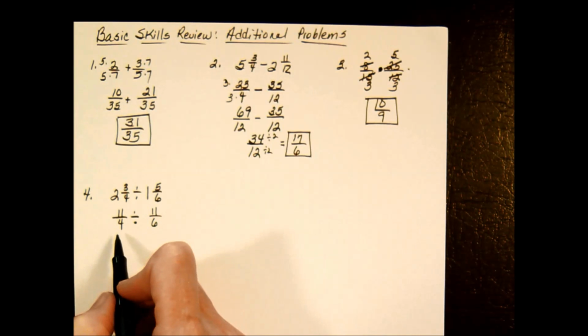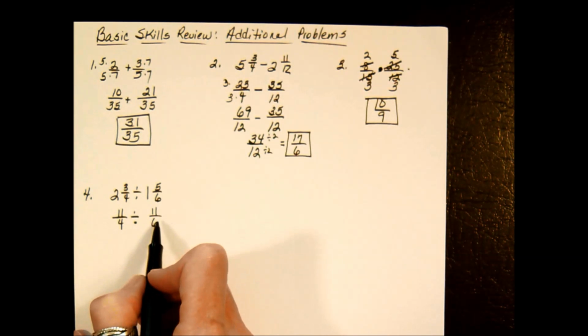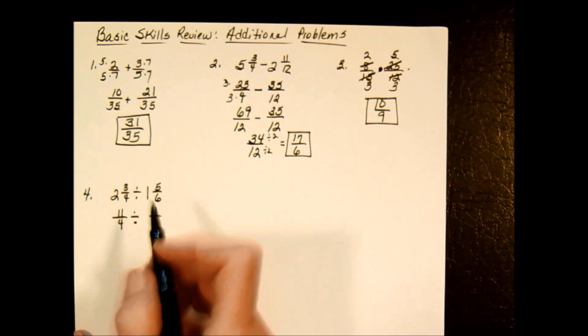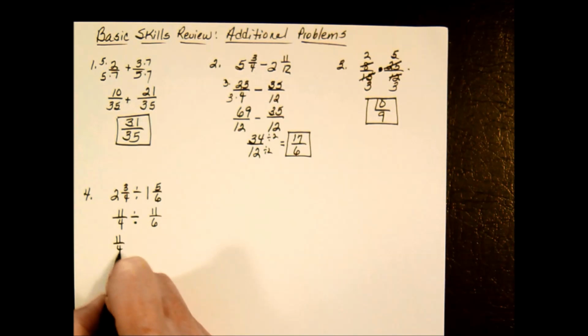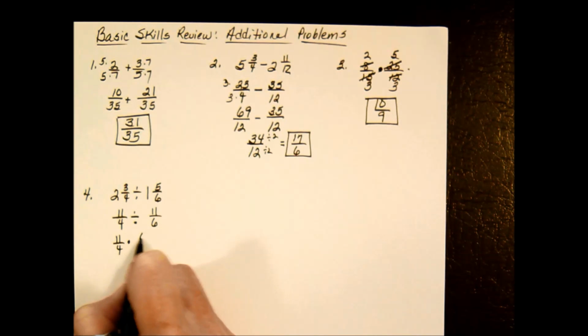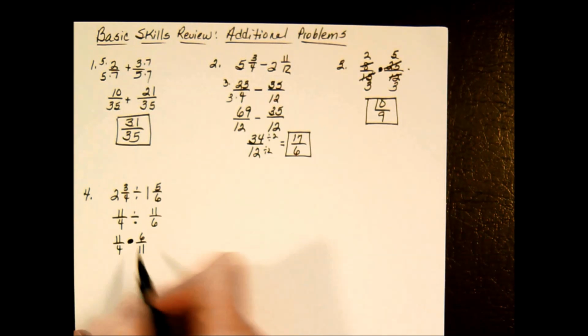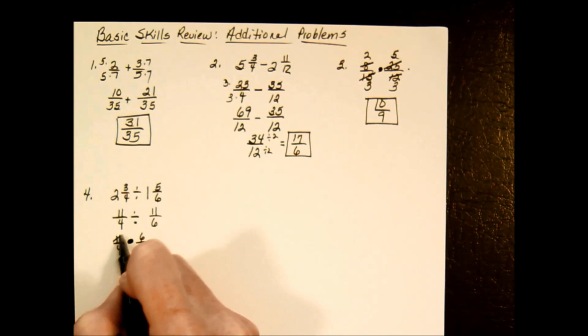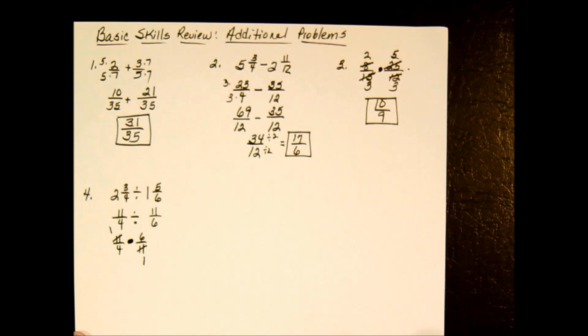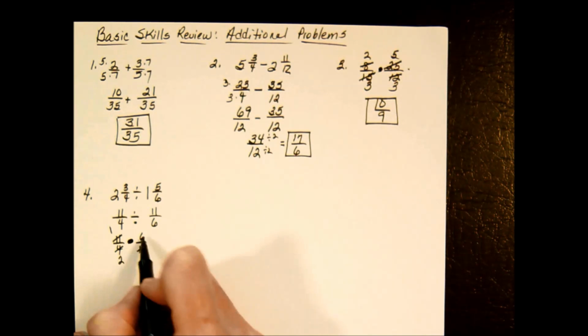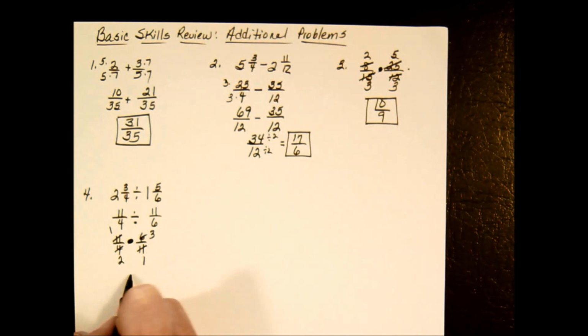And now we're going to do keep, change, flip. You don't want to try to do that all in one step. So I keep the first, change to multiplication, flip to the reciprocal of the second one. And now that I am multiplying, I can cross cancel. So 11 goes into 11 one time, 2 goes into 4 twice, into 6 3 times, and I end up with 3/2.